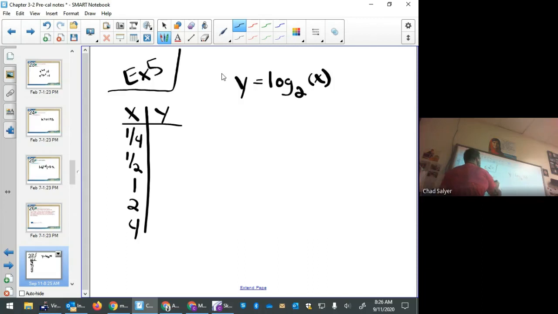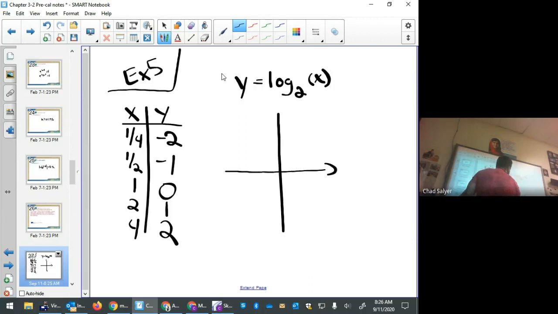1/4 is 2 to the negative 2 power. 1/2 is 2 to the negative 1 power. 1 is 2 to the 0th power. 2 is 2 to the 1st power. 4 is 2 squared. So what power do I put on 2 to get these values? Well, that would be these values. And so now I've constructed a little table.